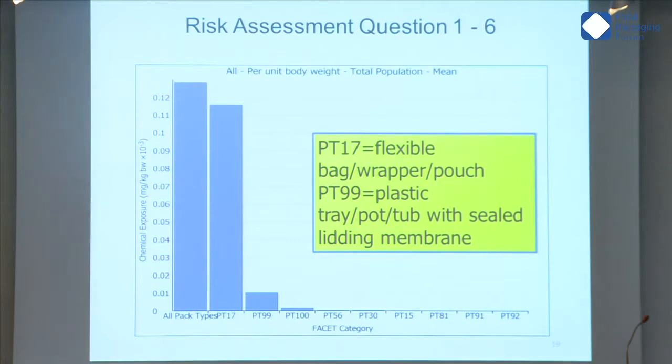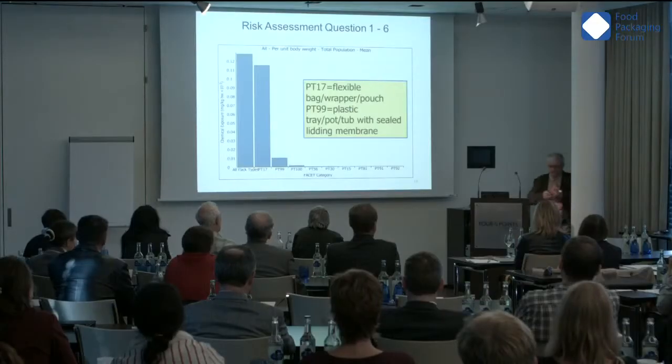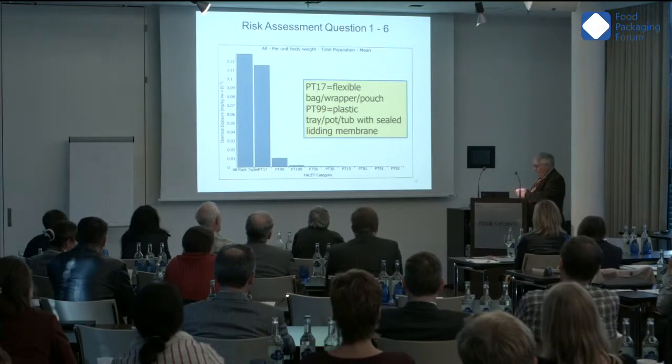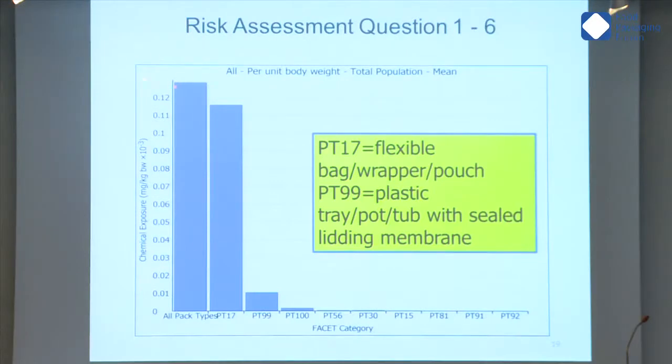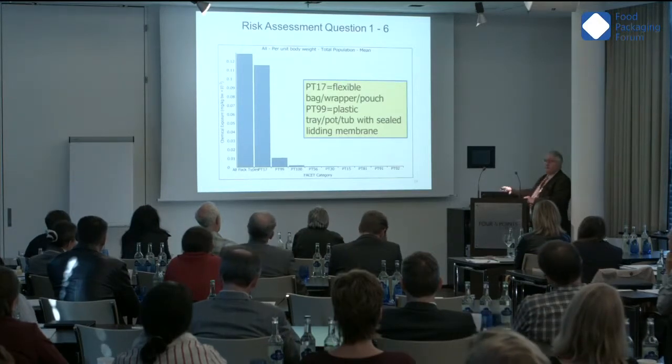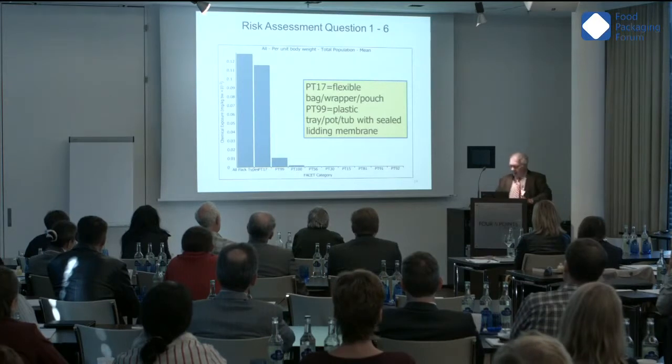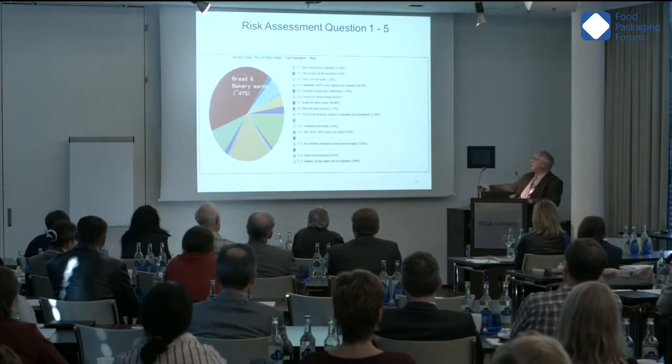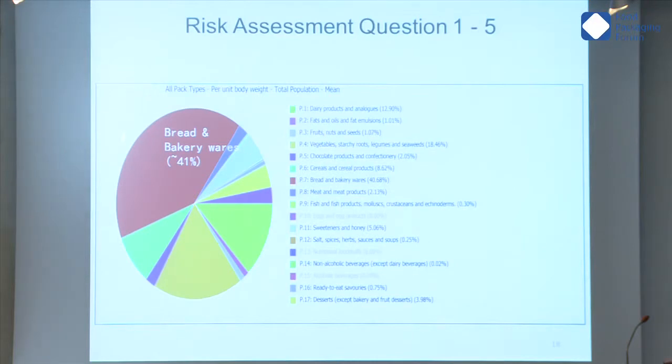I've got a pointer. This is the total exposure, and this is the exposure per pack type. There are 102 pack types in the database, and these consist of different layers being put together. And this is by far the biggest driver. And if we go back one, this way you can find out which foodstuff is driving it, and you can do this either way.